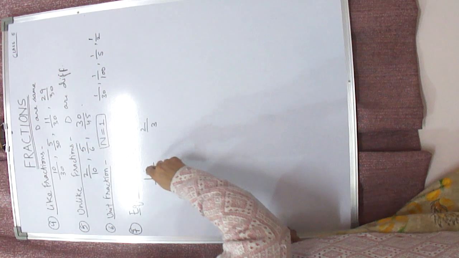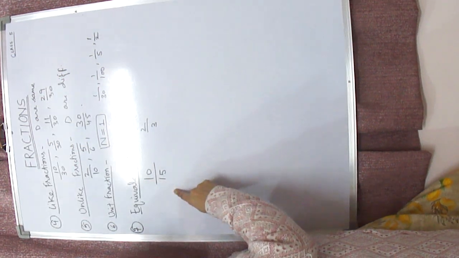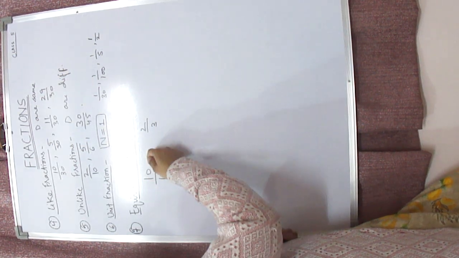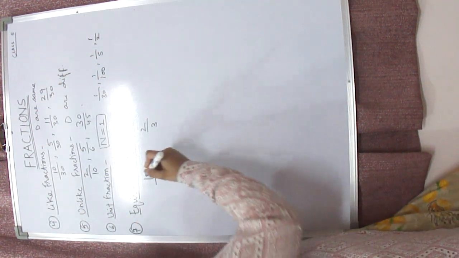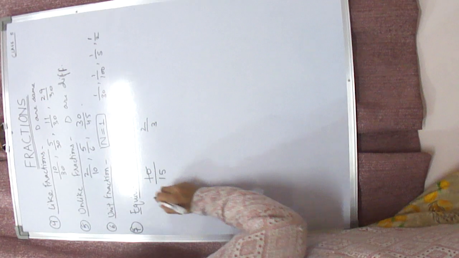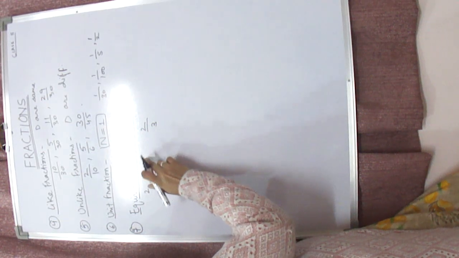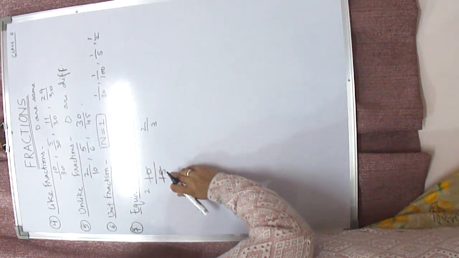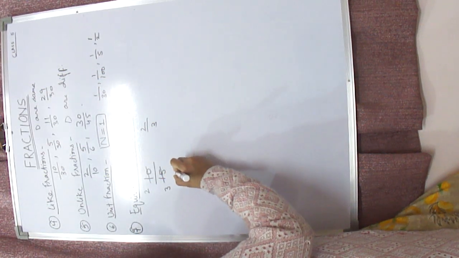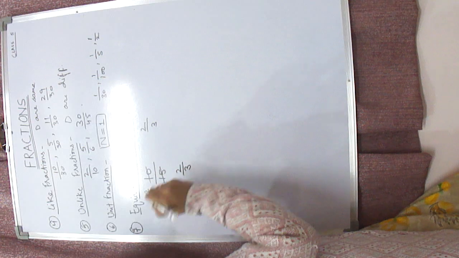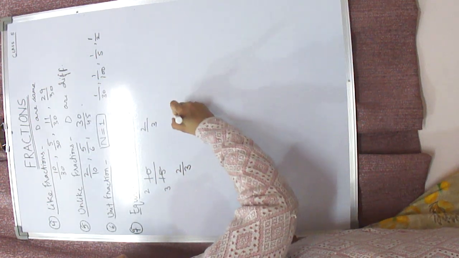Let's see. 10 upon 15, they both can be divided by 5, as 10 also comes in the table of 5 and 15 also comes in the table of 5. So if I divide it by 5, I'll get here 2, 5 twos are 10, and if I divide it by 5, I'll get 5 threes are 15. So after dividing them, I will get 2 upon 3 here also.